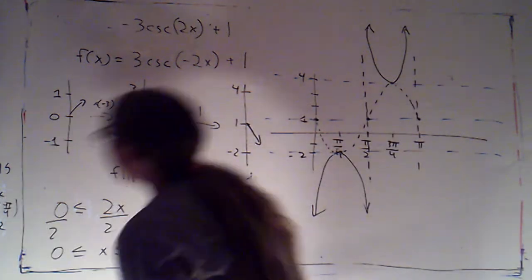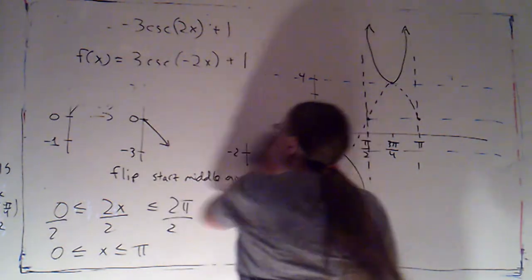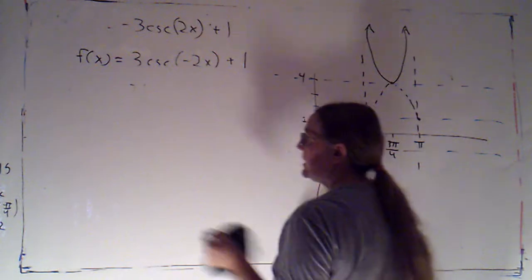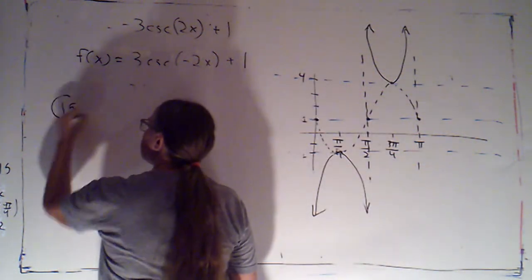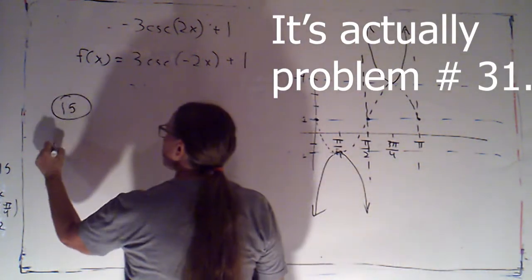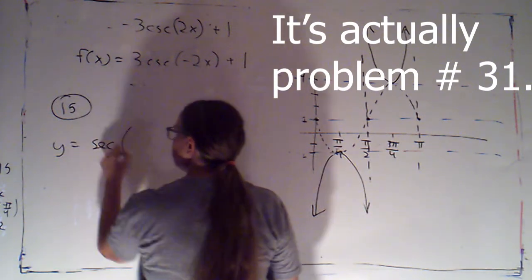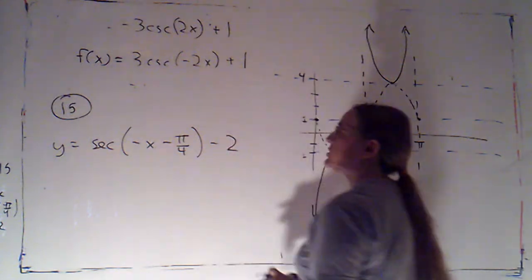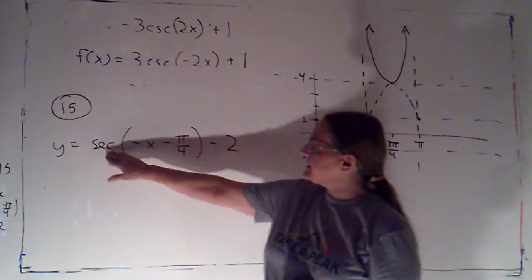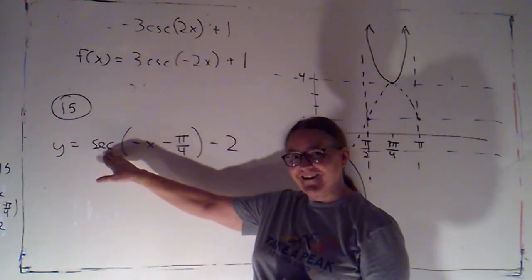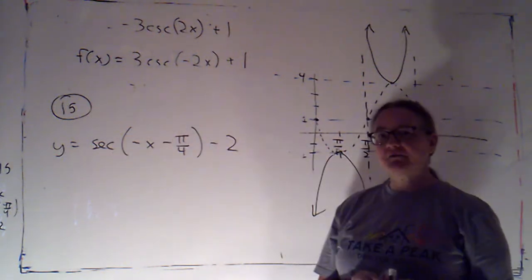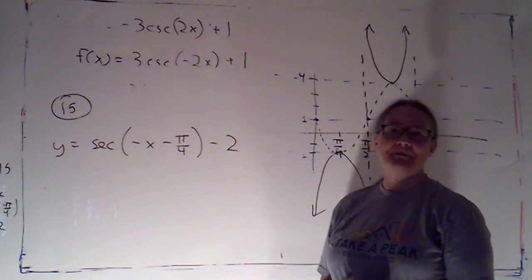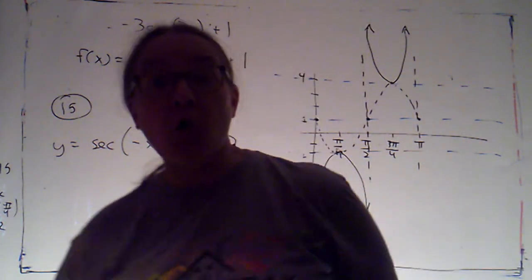Okay. So I'm going to have you folks try one, and again, because these problems are time consuming, I want you to be able to get a head start on your homework. So I've selected problem number 15 from the homework. So you're sketching y equals secant of -x minus pi over 4 minus 2. So you're going to use the fact that secant is the reciprocal of cosine, sketch me the corresponding transformation of cosine, then draw in your asymptotes and flip your bumps. We'll go over it in the next video.